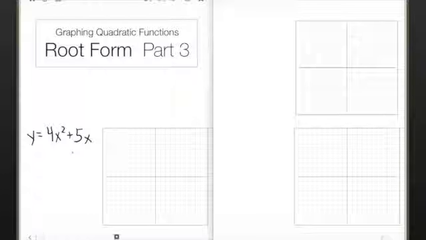So what we can do to turn it into root form is we factor it. Now, how do we factor without a c, without a constant term here? Well, it's very simple. We have an x in both of these terms, so we can just factor out an x of both of those. So factoring out an x, we'll get y equals x times 4x plus 5.